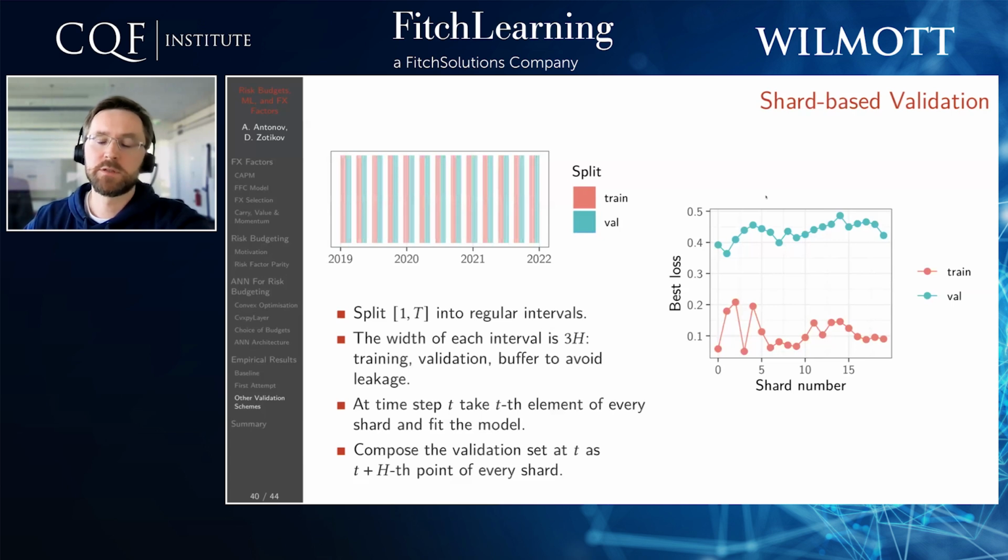Our next attempt was to try something I call shard-based validation. So you'd split the total time frame into regular intervals, shards, the width of which would be 3 horizons. So one for testing, one for training, one for validation, and one as a buffer to avoid leakage. And on the right-hand side, you can see that the model underperforms as well in this setup.